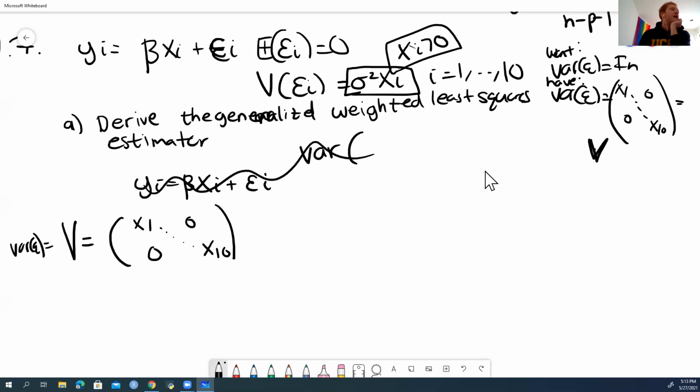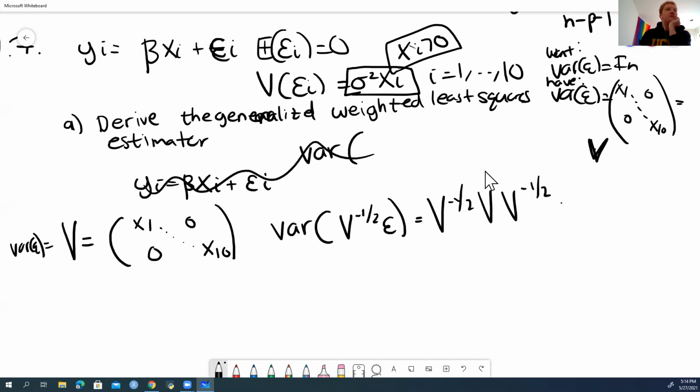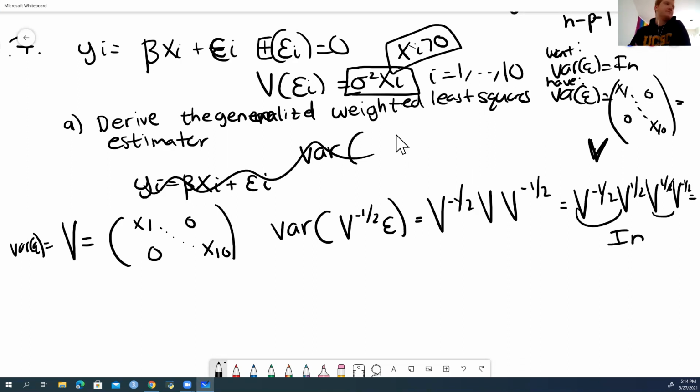Observe, however, that the variance of what I'm going to call V to the negative 1/2 epsilon is going to be equal to V to the negative 1/2 V to the negative 1/2, which is going to be equal to basically this. I'll define these in a second, but this is going to be the goal. So observe that this is going to cancel out, and we made it a matrix. So what is V to the negative 1/2?